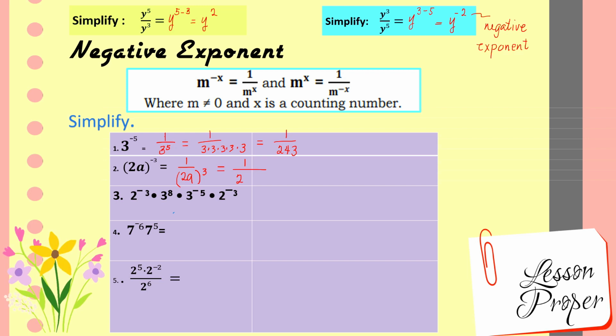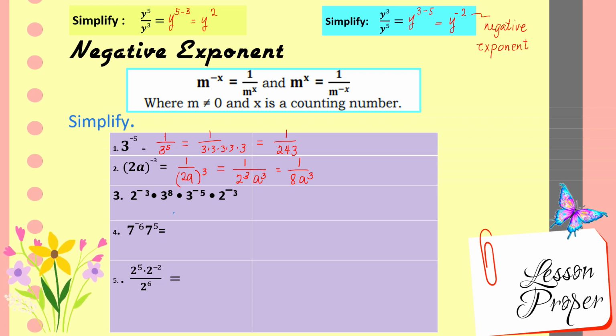So, 2 raised to 3, then a raised to 3. And then, 2 raised to 3 or the 2 cube is equivalent to 8 and then a raised to 3. So, 8 is from 2 times 2, 4 times 2 is 8, and then a cube. And example number 3, as you can see, you have the multiplication.